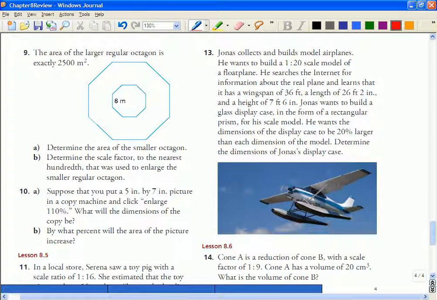So let's take a look at number 9 here, which has some shapes in it. Let's instead of doing number 9, number 10 is closer to stuff that we had talked about. So let's take a look at the 5 by 7 inch picture, and you're going to photocopy it to 110% to figure out what dimensions you'll get. And what percent will the area have increased?